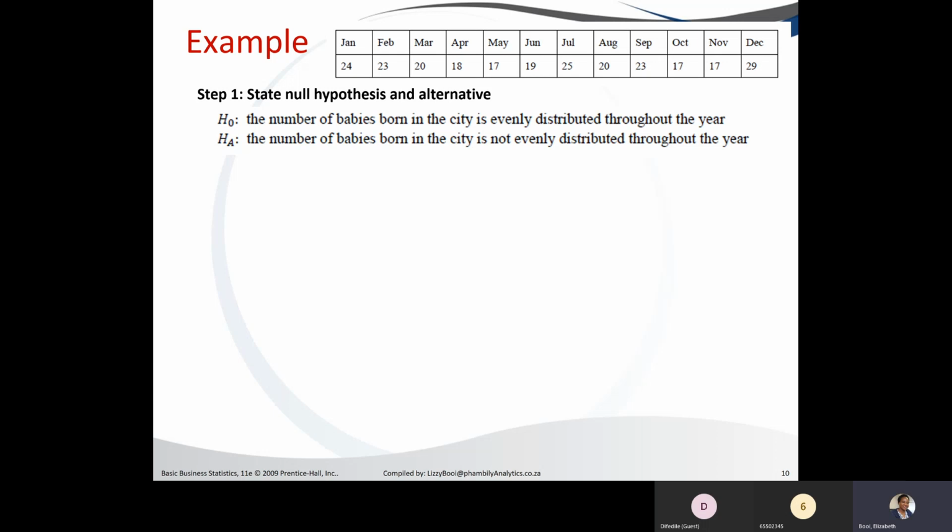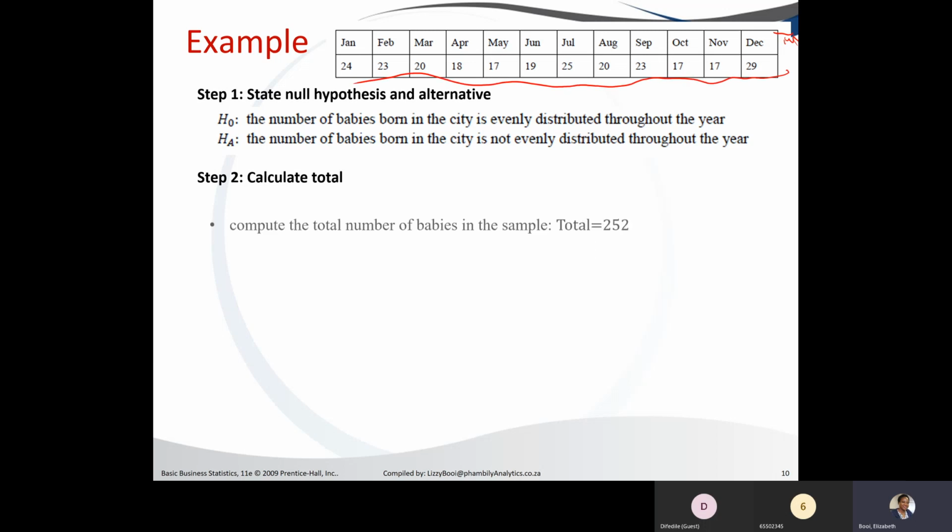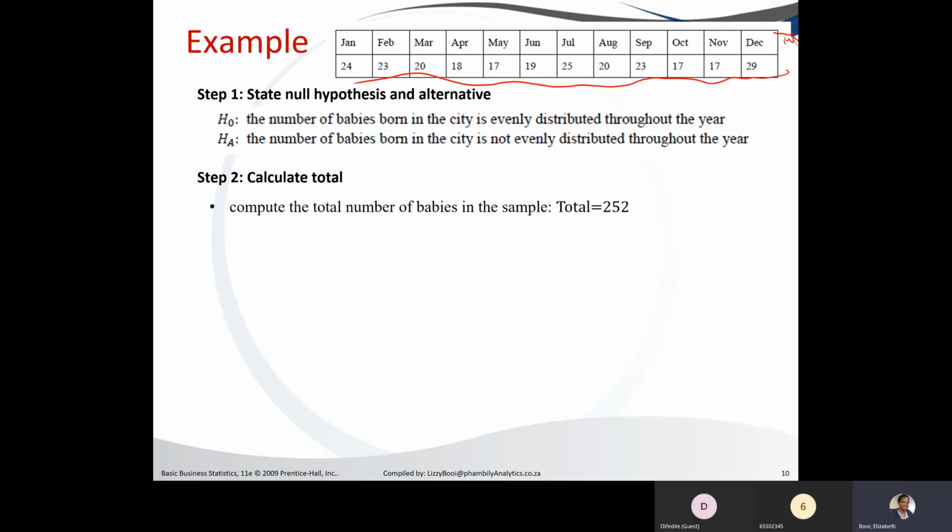After that, we need to calculate the total, because if you look at the table that we have, we will need the total. So if you get the table like this, and we know that we're doing the chi-square test, we get a table that looks like this, and it does not have a total. Quickly calculate the total at the end: you just add an extra column there and say it's total, and then you add all of those values, and that will give you your total. So the total of all these babies born in that year is 252.